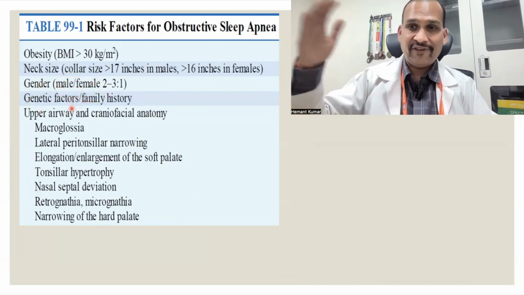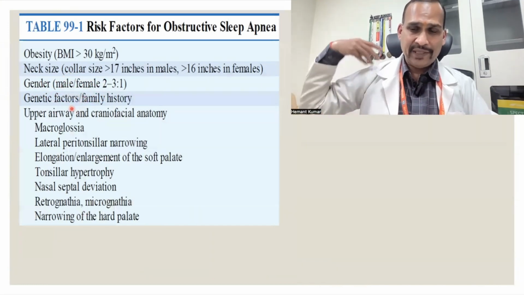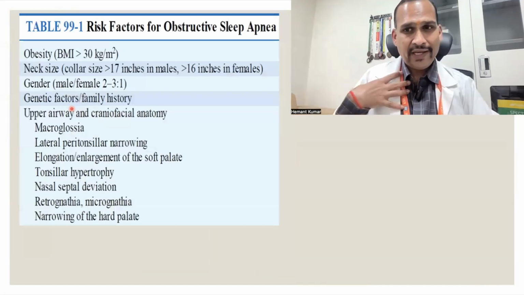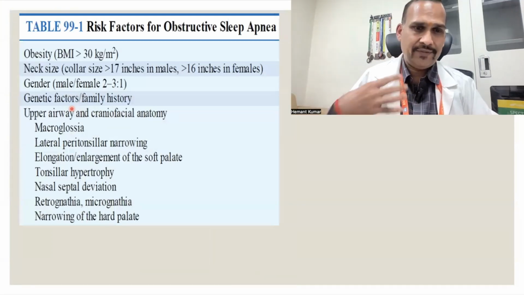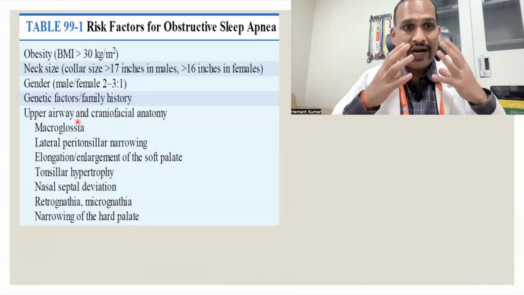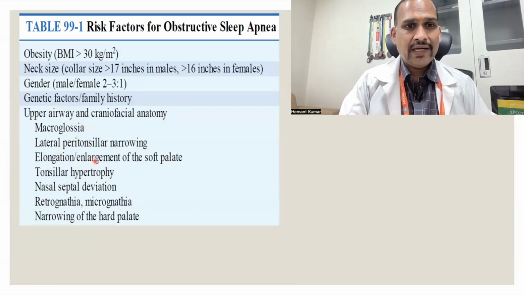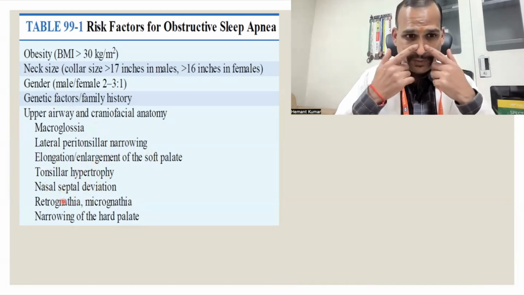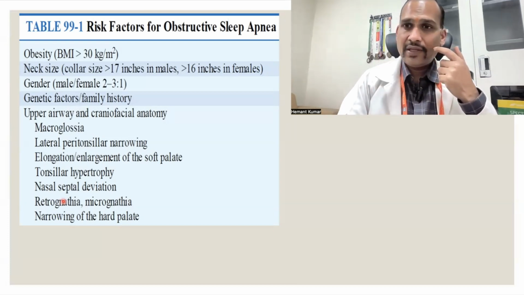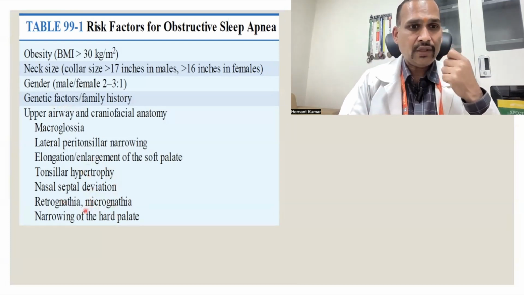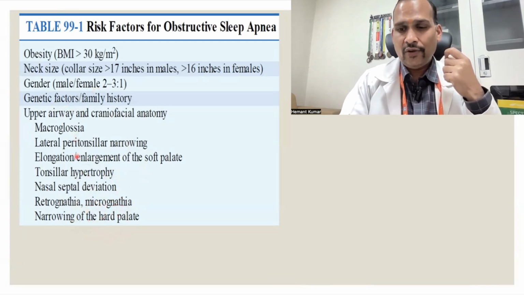Genetic factors run in the family. If my grandparent has OSA, I have a high risk of having OSA. Macroglossia, a large tongue, large peritonsillar narrowing, enlargement of the soft palate, tonsillar hypertrophy, nasal septum deviation. It's not the bone, the nasal bone. If it is deviated, then the patient will have more risk for OSA. Then narrowing of the hard palate. These are risk factors of OSA.